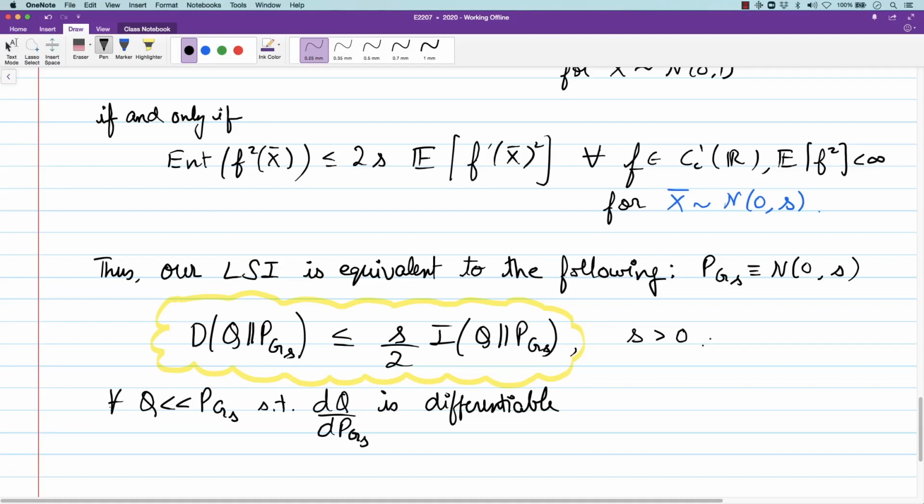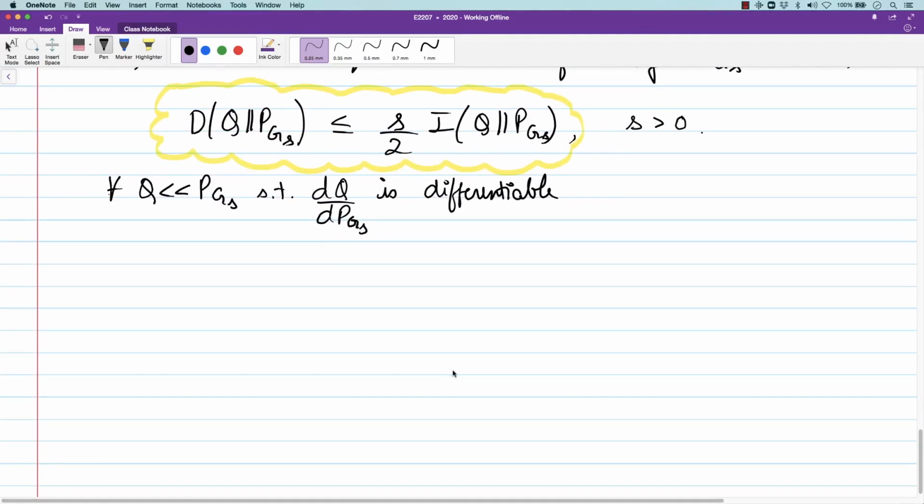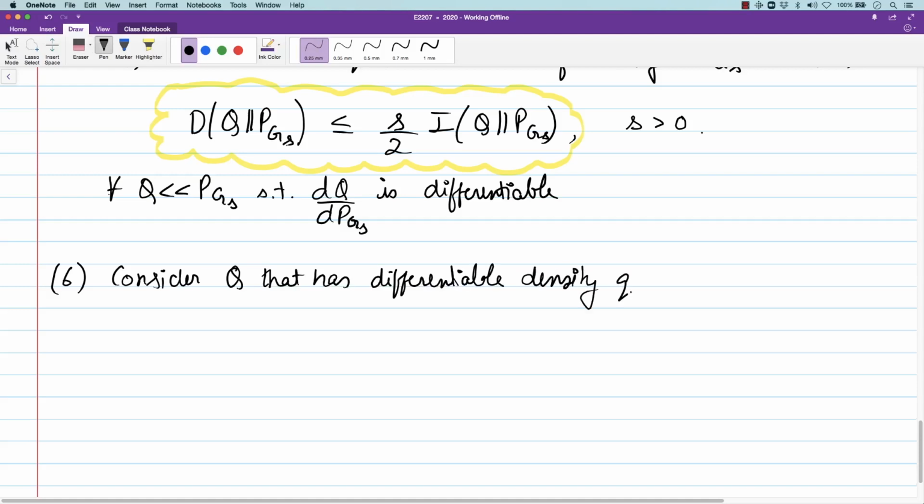Now what we will do is we will see another equivalent form. We have seen so many equivalent forms. Now we are at this form 5. Now we'll see a final equivalent form, which is form 6. So what is this 6? So let's consider Q, let's say Q that has differentiable density Q.